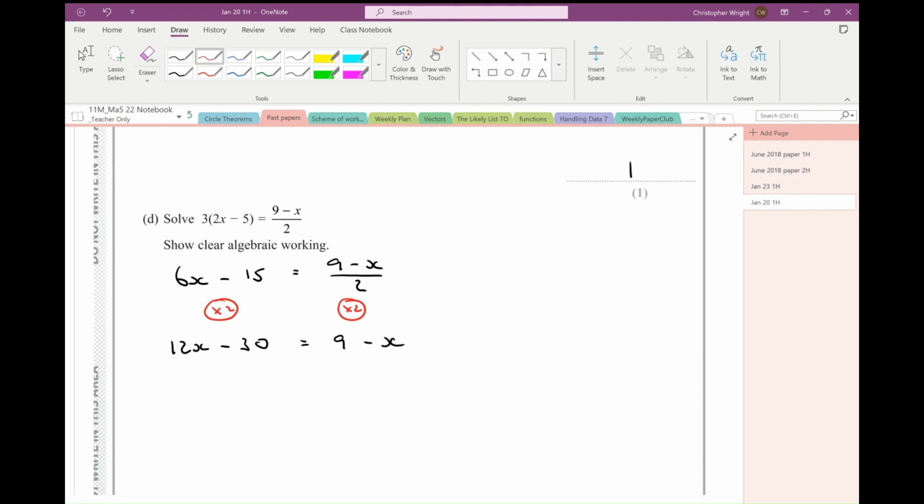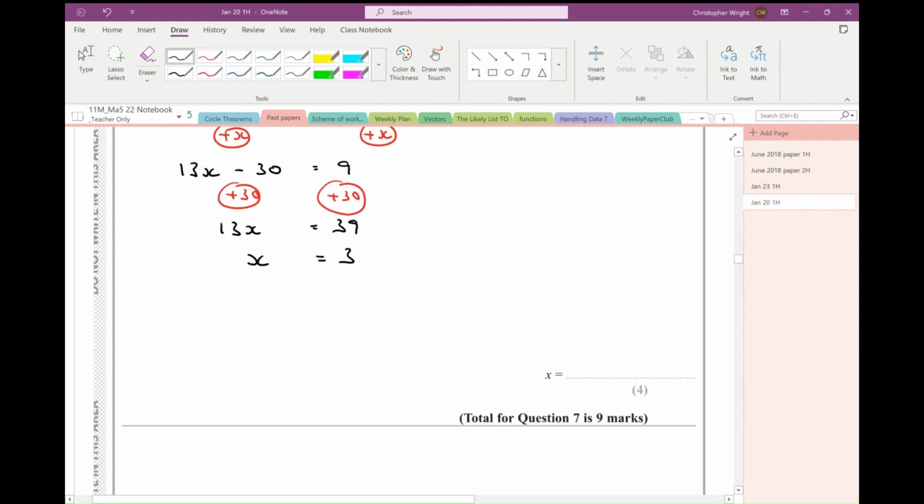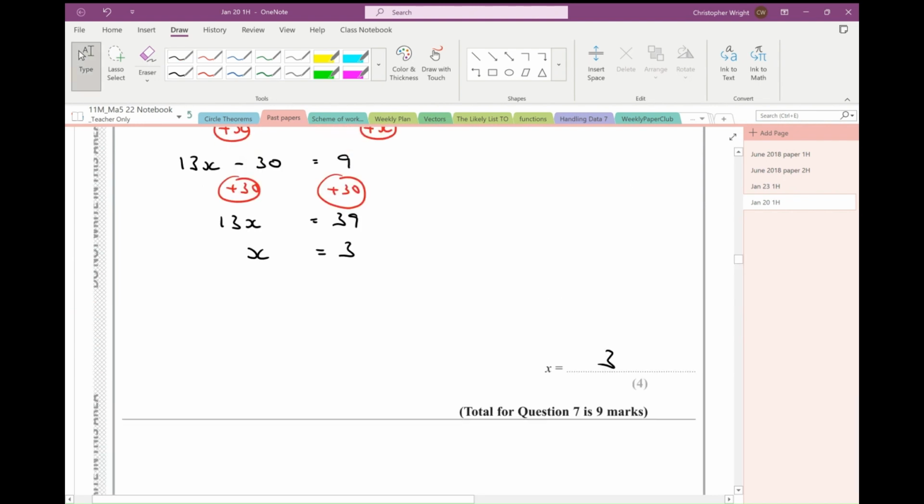Now I've got an equation with x's on both sides. See which side has the least x's and get rid of them. The right-hand side has the least, so I'm going to add x to both sides. Gives me 13x minus 30 equals 9. Get the x's on their own, so add 30 to both sides. Gives me 13x equals 39. Divide both sides by 13. X is 3. There we go. X equals 3. And that is question 6 and 7 done.